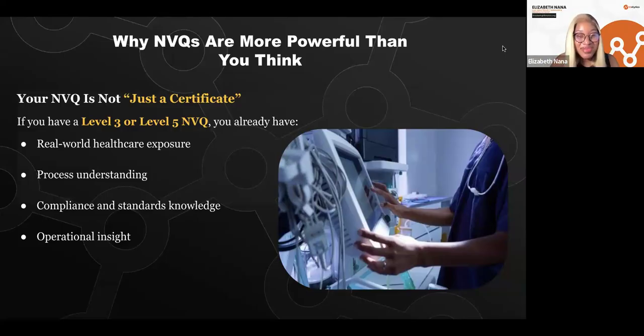Again, when we talk about the healthcare system, I'm sure a lot of people on here can relate. You have worked under real pressure. You know what it feels like to be in the healthcare system. That is one thing that your NVQ proves. Now, it also proves that you understand processes. You know how things are currently working in the healthcare system, because you've been there and you've done that. You know exactly how things are working and you know how things are supposed to work, right?